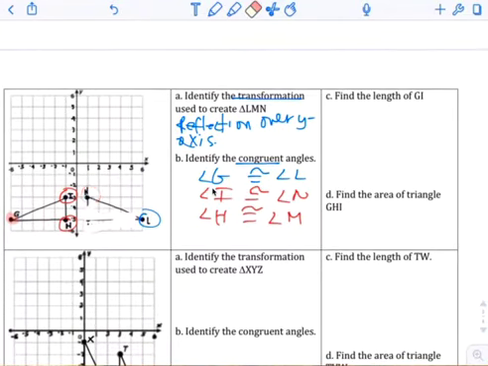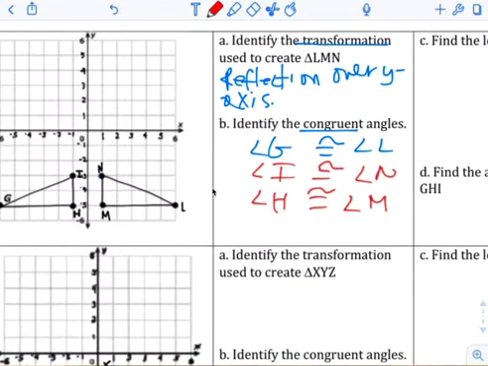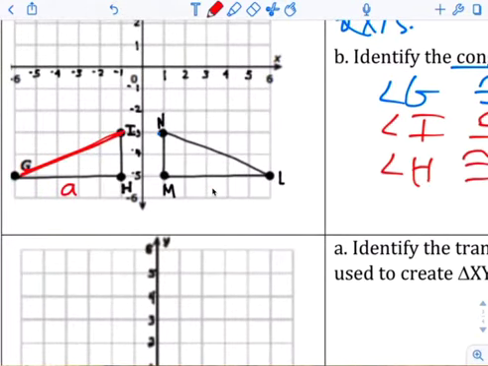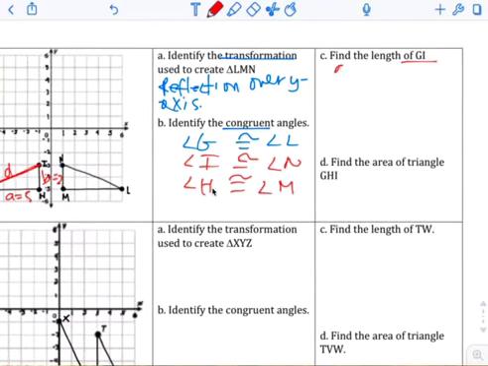Find the length of GI. Okay, missing length. We can't count it, so we use the Pythagorean Theorem. A squared plus b squared, where a is 5 and b is 2, equals the diagonal squared. A squared plus b squared equals c squared, or the diagonal squared. 5 squared plus 2 squared equals the diagonal squared. 25 plus 4 equals the diagonal squared.